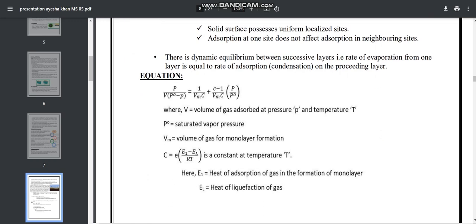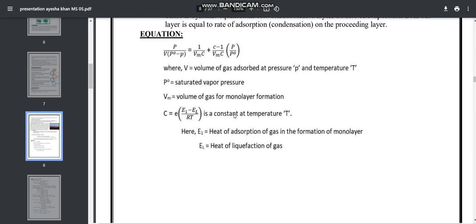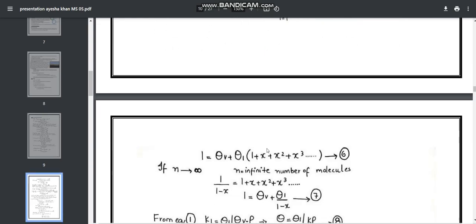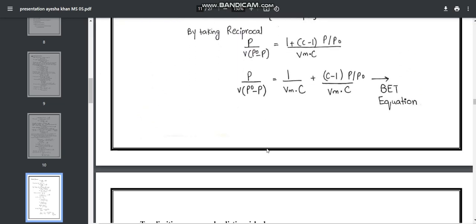The next we have the equation for BET. We derive the equation and then we have the final expression like this, in which P over V into (P naught minus P) is equal to 1 over VmC plus (C minus 1) over VmC into P over P naught, where V is the volume of gas adsorbed, P naught is the saturated vapor pressure, Vm is the volume of monolayer formation, C is the constant, which is equal to exponential of (E1 minus EL) over RT. This is the way we derive this equation, and the final expression is this.